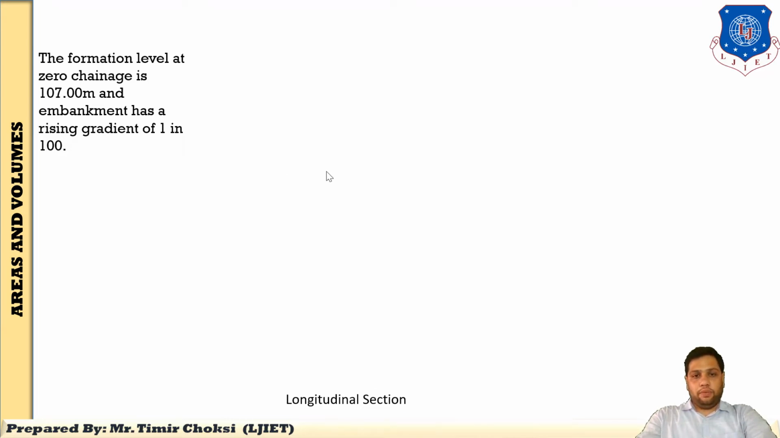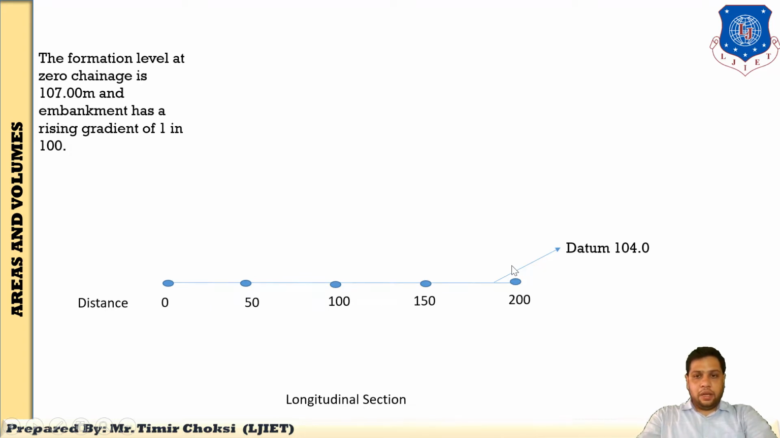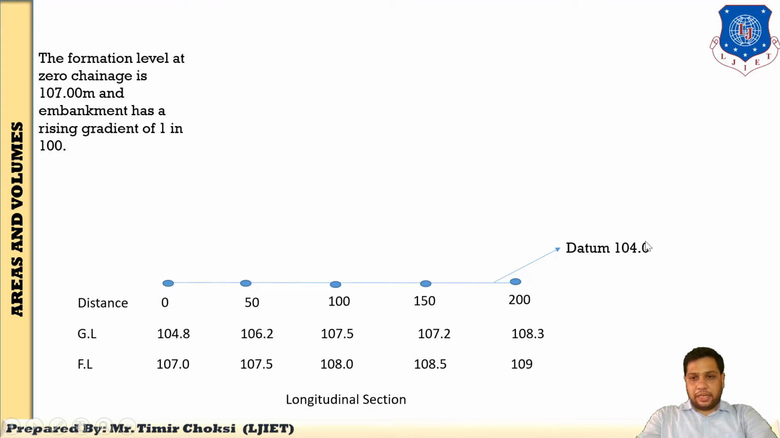So how to find the volume? First I have taken the road distance. The road length is 200 meters, and every 50 meters the RL, the reduced level, changes. Ground level is given at zero distance. Here you have to consider 8, not 0, I have mistakenly written it here. You have to consider 104.8. So these are the lengths of the road: 0, 50, 100, 150 and 200.